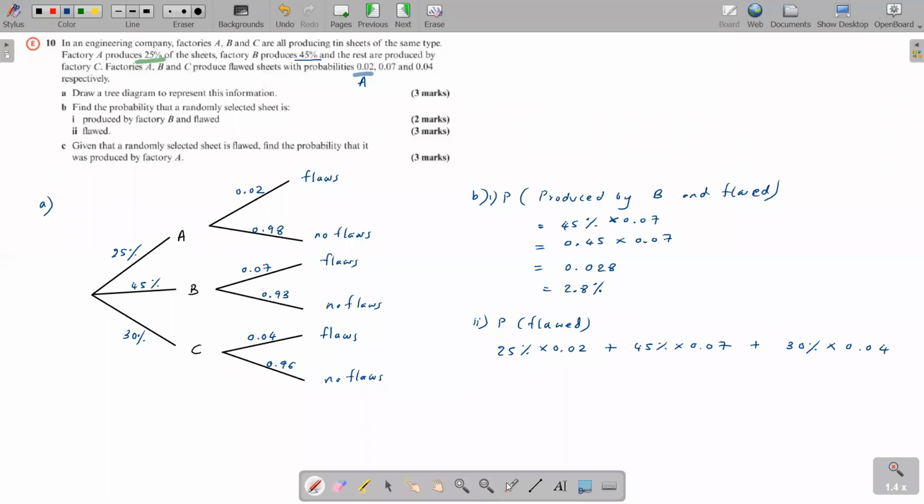All right, guys. So along the branch, there are 3 branches where you get flaws. There are 3 possible branches that give you flaws. So what you need to do is get the probability of each of those branches and add them. Okay, so probability along the branch is found by multiplying, right? So this is getting a faulty product from A. This is getting a faulty product from B, and this is getting a faulty product from C. Okay, so get the answer.